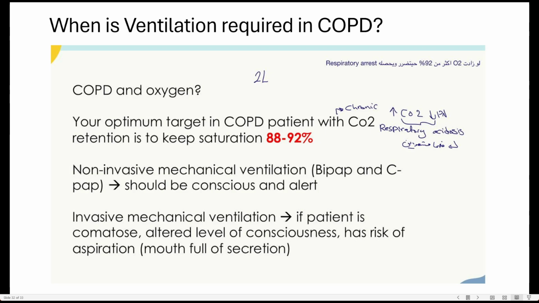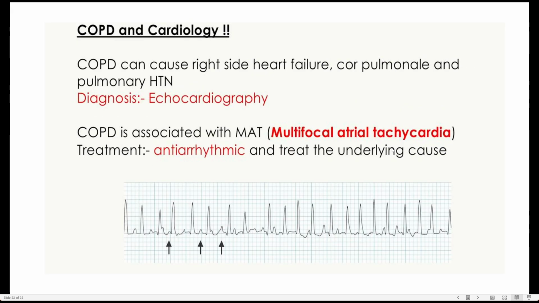All right? So please, when giving the patient oxygen through mechanical ventilation, your target for oxygen saturation in a COPD patient is between 88% to 92%. Which ventilation? If the patient is conscious and alert, BiPAP and CPAP. If he's at increased risk of aspiration, we'll do invasive mechanical ventilation. All right? That is pretty much it.